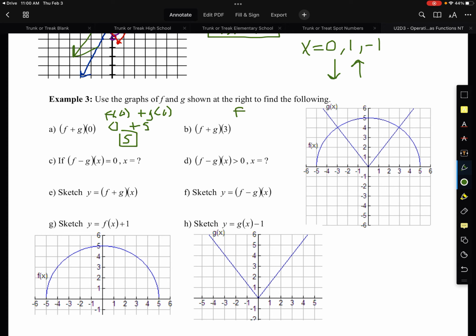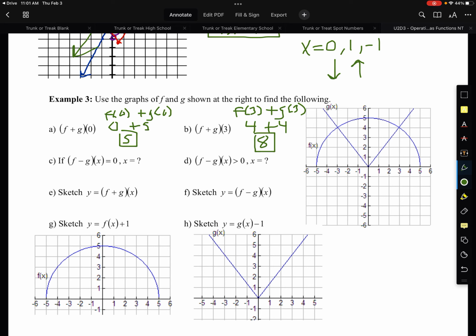This is F of 3 plus G of 3. If we look at that scenario, they're both going to be the same thing. So it's 4 plus 4, which is 8. Done.